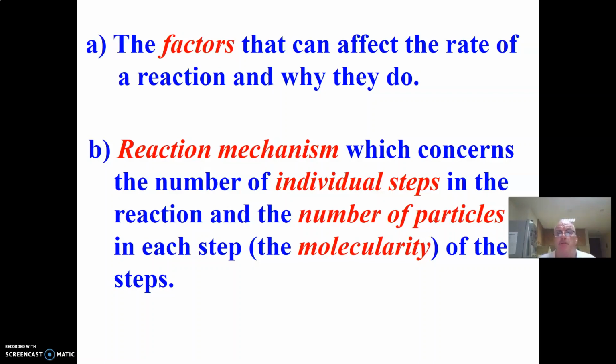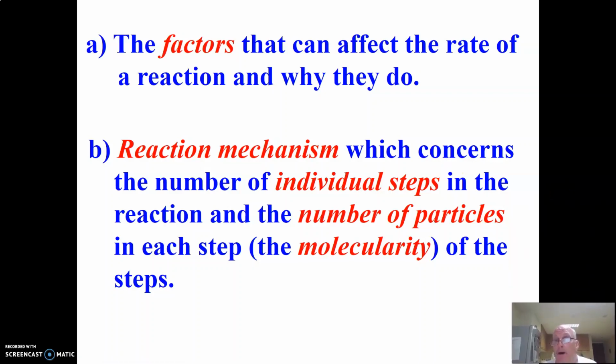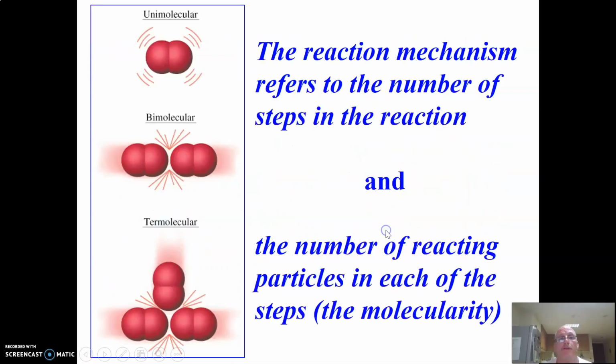And there's different numbers of particles that have to collide in each step, okay? If two particles collide, it's bimolecular. The molecularity is 2. If one particle is involved, it's unimolecular. The molecularity is 1. So they're kind of new words for you there, okay? So unimolecular, bimolecular, and termolecular. Termolecular is quite rare, actually. That's probably not going to happen very much, okay?